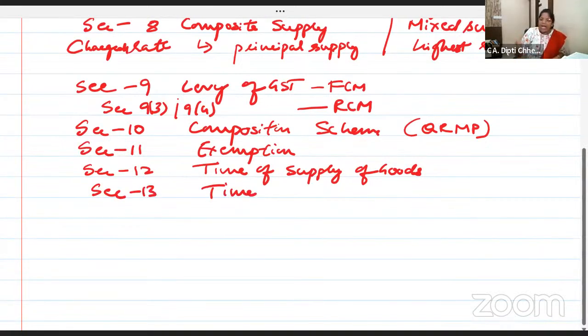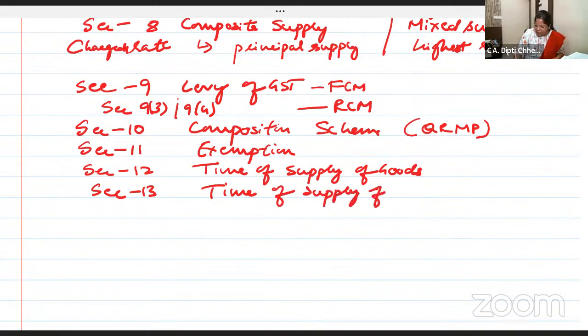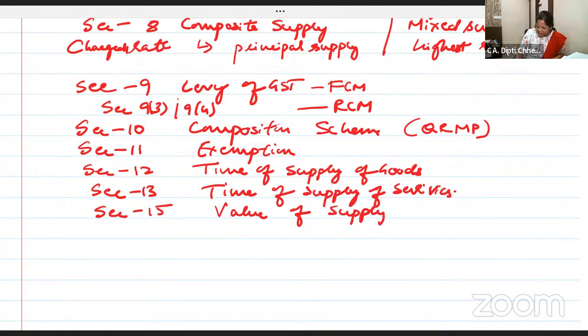Section 13. As per section 13 of CGST Act 2017, you get good marks, so write down. Time of supply of services. And now 14 is not there, directly 15 is there for all of you. Value of supply. Till here we have done.